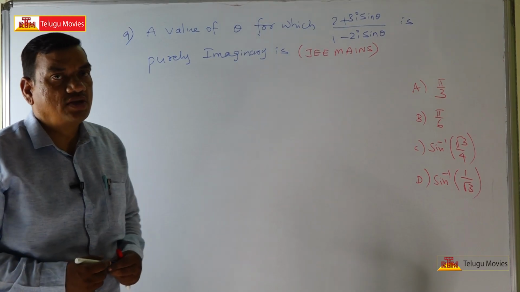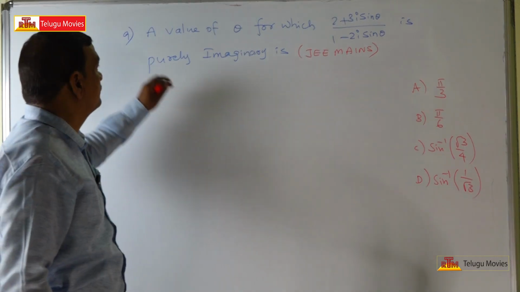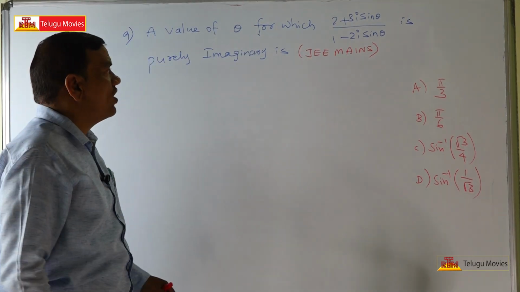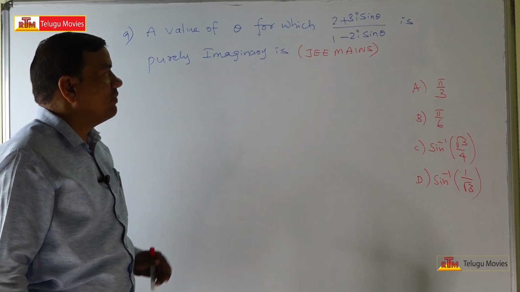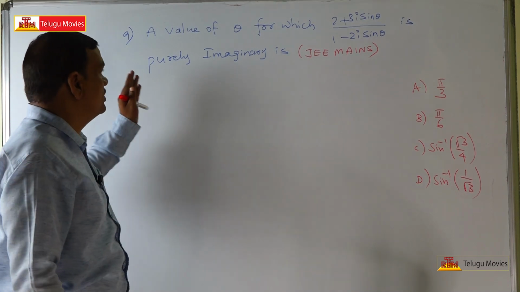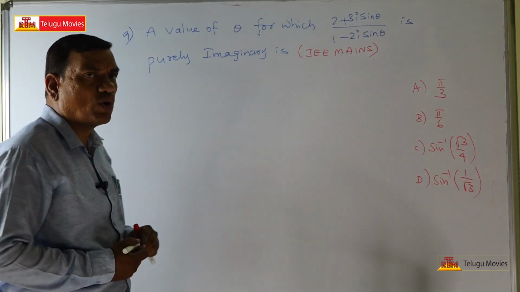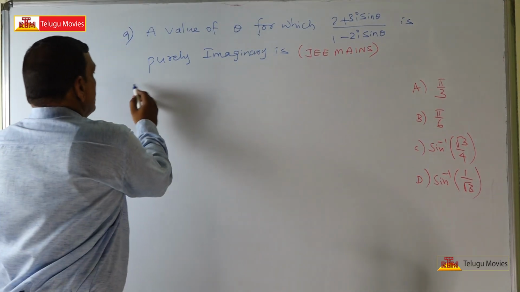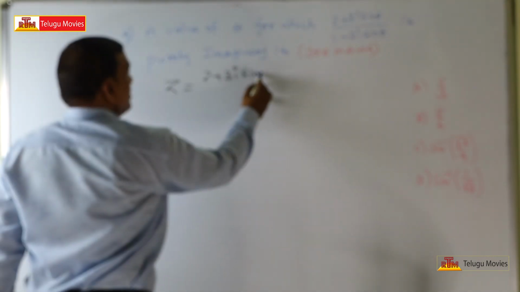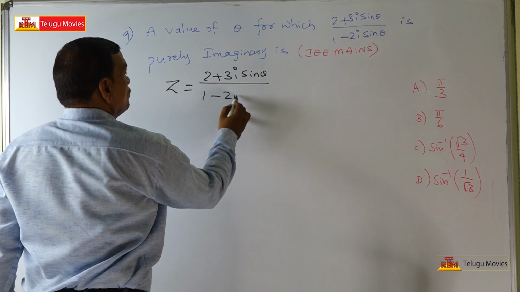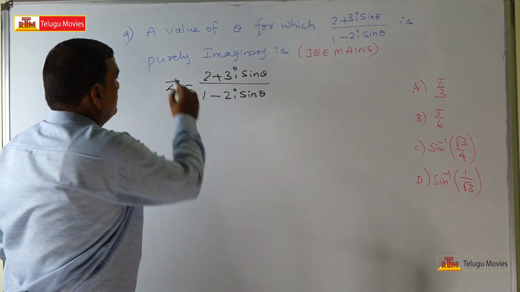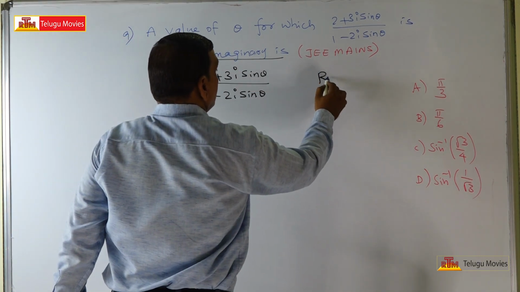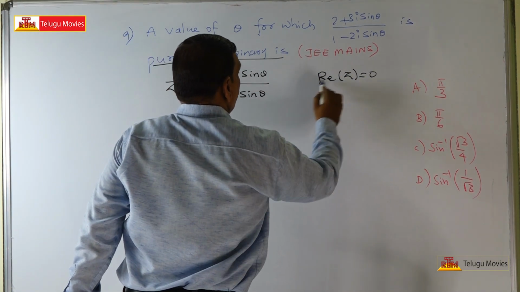So, dear students, welcome to the ninth problem. The value of theta for which (2 plus 3i sin theta) by (1 minus 2 iota sin theta) is purely imaginary. So, this is a problem from complex numbers. Call it z: 2 plus 3 iota sin theta by 1 minus 2 iota sin theta. So, this is saying purely imaginary. Purely imaginary means the real part of z is equal to 0.